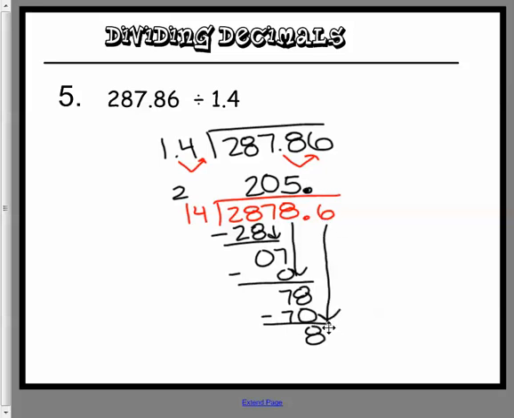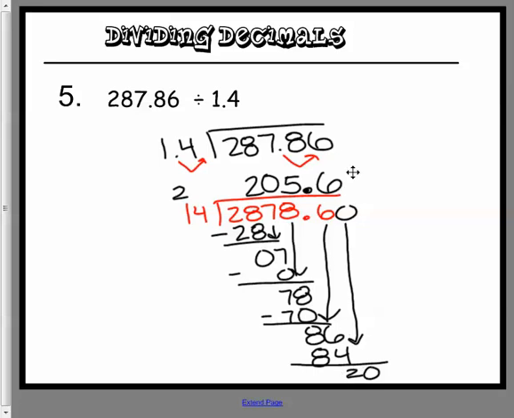Bring down your 6. 14 goes into 86. Let's guess and check if you can't remember. I think it's about 6. Let's see. Because that would be 14 more with the 7. So that's 84. Because 6 times 4 is 24. 6 times 1 is 6. Plus 2 is 8, so 84. We've got 2 left over. Bring down my 0.